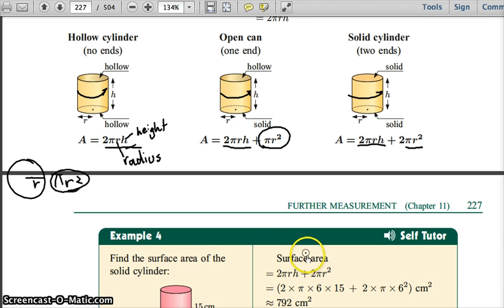When we go to questions, they'll talk about a solid cylinder. A solid cylinder has 2 ends covered. In this example, you can probably see it on your MacBooks, you're doing 2 pi r squared. If I can scroll down, we can have a look at how the questions are asked.